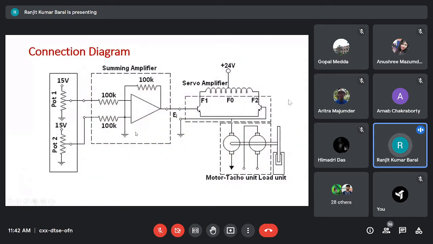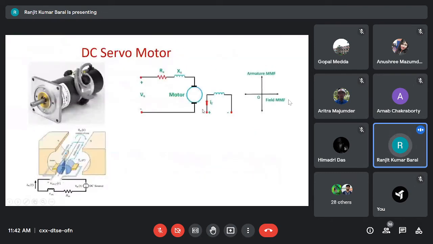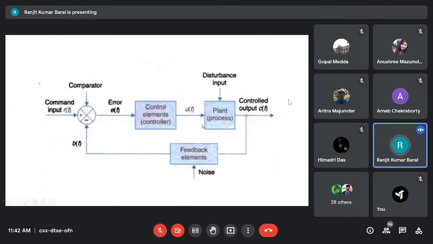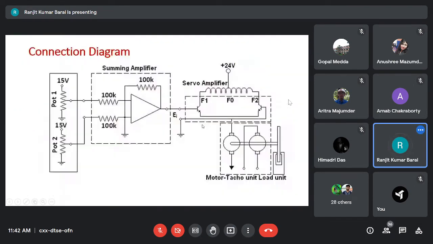Now the connection diagram, if I compare it with the closed loop system, is like this. Actually, during the experiment, we don't use any feedback. We are not using the servo amplifier in feedback control mode. We will use the open loop circuit. We will perform the experiment in open loop. In order to find out the characteristics, we will run the motor in open loop.